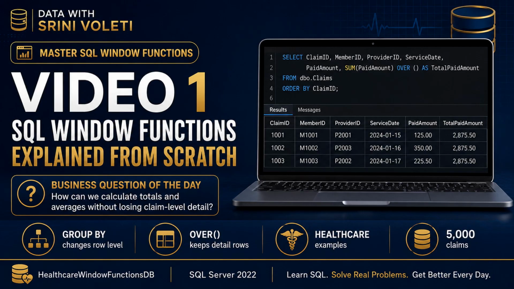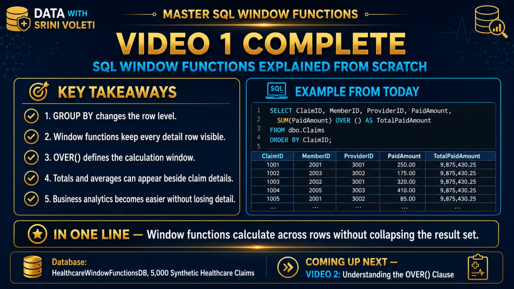Let us review the key takeaways from video 1. The first major point is that group by changes the row level. When we group by provider, member, claim status or any other category, SQL combines multiple detail rows into summary rows. That is useful when we only need the summary. But it's not enough when we still need each original claim row.